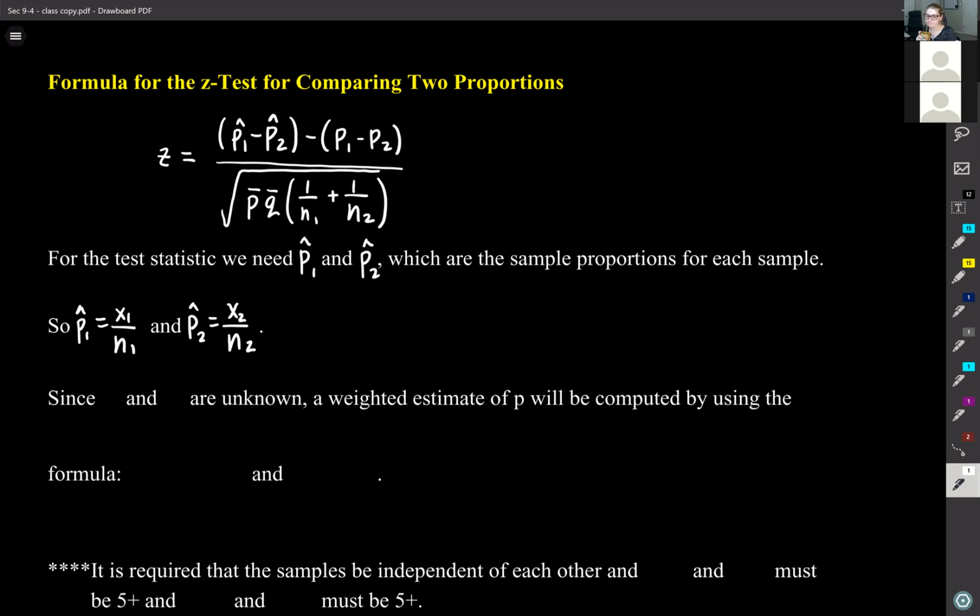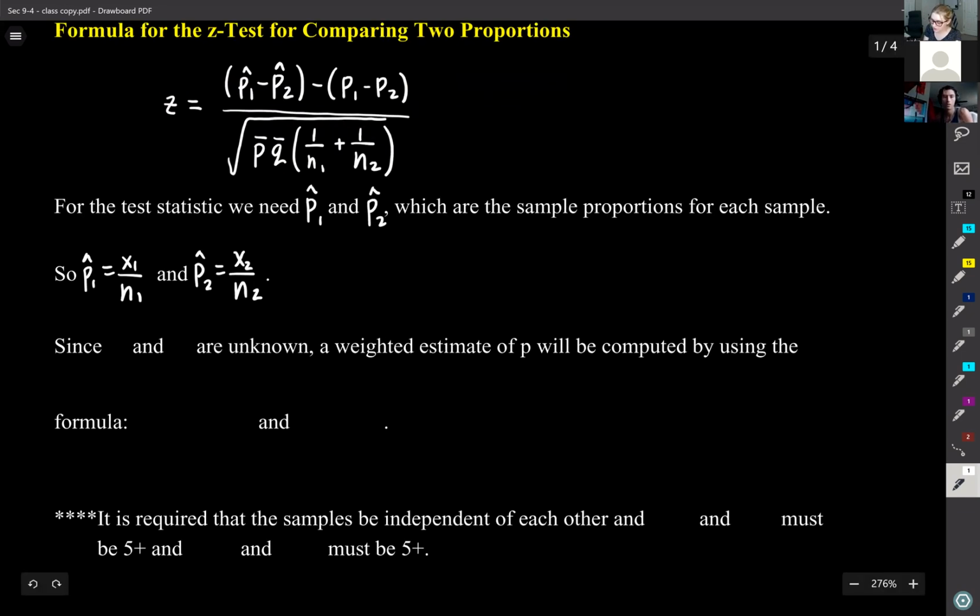Okay. And then it says when P1 and P2 are unknown, a weighted estimate of P will be computed using the formula P bar equals this whole thing. Let me write it in. Okay, when P1 and P2 are unknown, by using the formula P bar is equal to x1 plus x2 over n1 plus n2. And then Q bar is equal to 1 minus P bar.